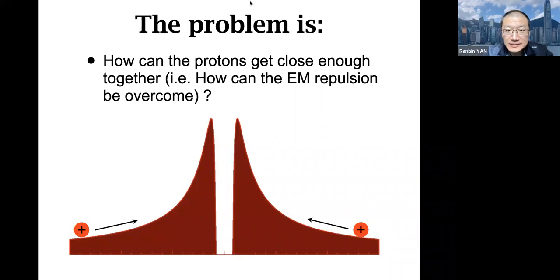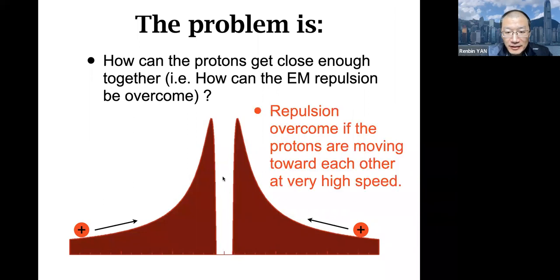Any ideas? I need some quick response if you have some idea. How can we push the two things close enough so that they feel this attractive force? No response? You have to push them very fast, right? If they come with very high velocities, they will be able to go over the threshold and start feeling the attractive force, right? If they don't go very fast, they will not get close enough, right?